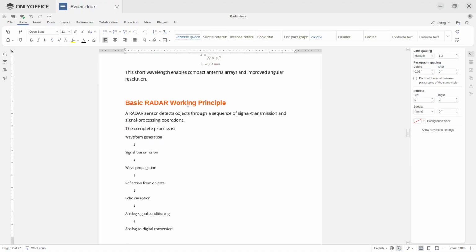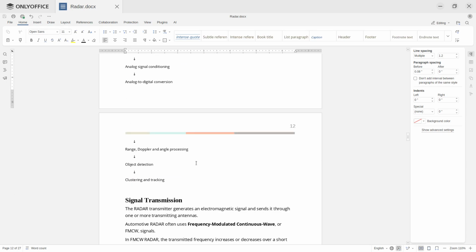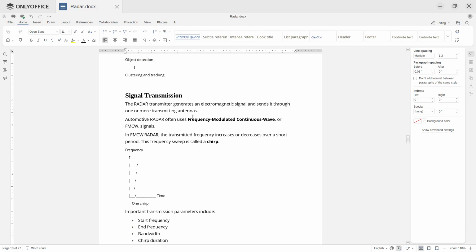What is the basic radar working pipeline, the working principle? A radar sensor detects objects through a sequence of signal transmission and signal processing operations. The complete process is waveform generation, signal transmission, wave propagation, reflection from objects, echo reception, analog signal conditioning, analog-to-digital conversion, range, Doppler and angle processing, object detection, clustering and tracking.